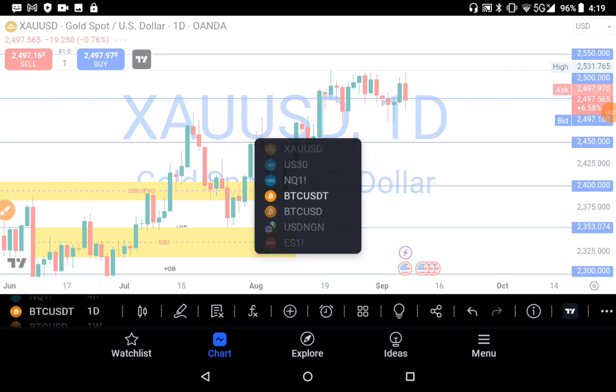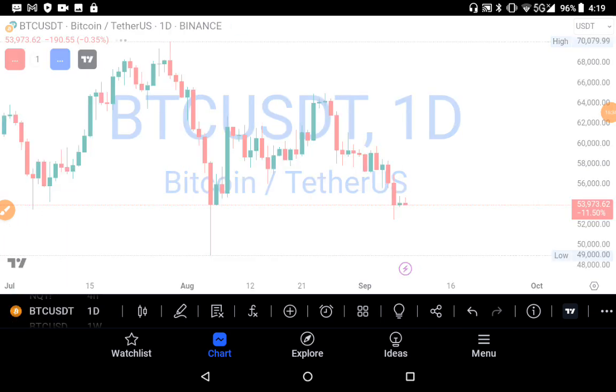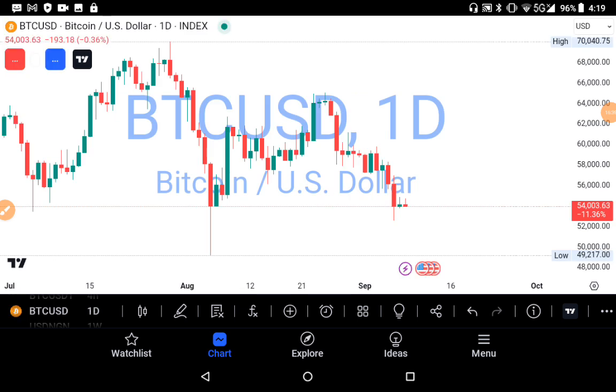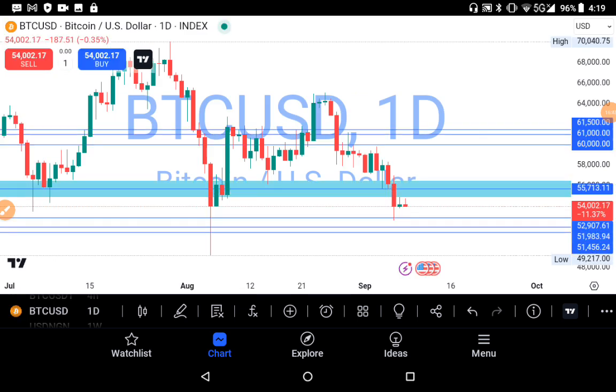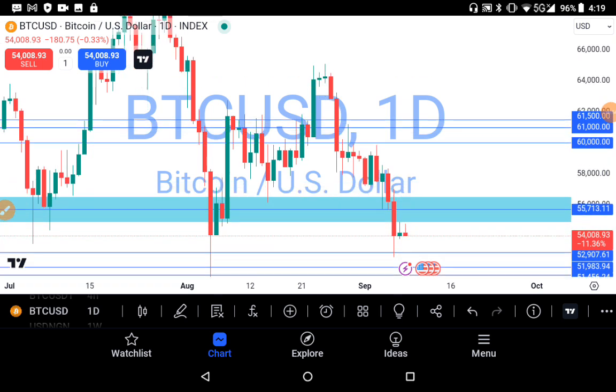BTC USDT. Of last week, I was interested in 57,000 and 56,000 downward. Now, what has happened so far?